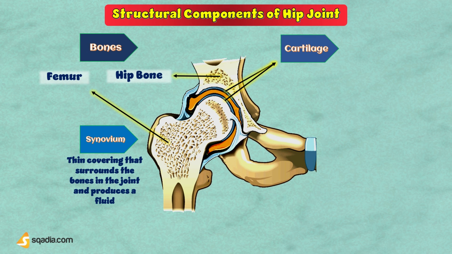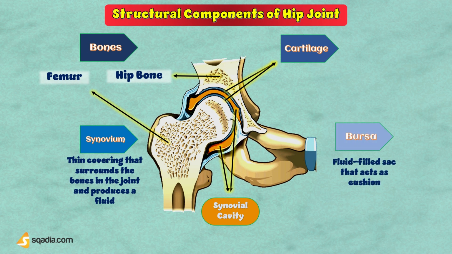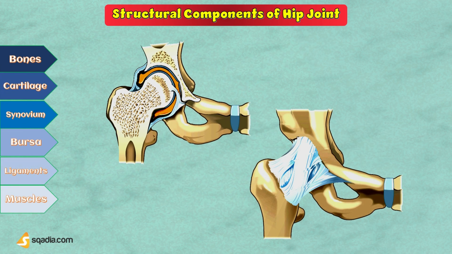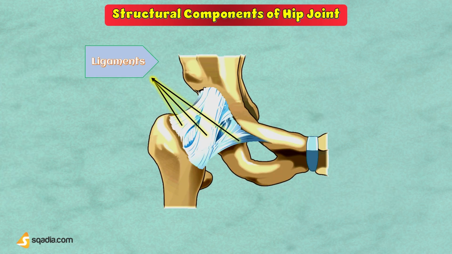Here in this diagram, the orange highlighted part is the synovial cavity, making the hip joint a diarthrodial joint. The bursa is a fluid-filled sac that cushions the bones, muscles, and tendons, providing a smooth surface for them to move on. Ligaments are tough bands of connective tissue that connect bones to bones, specifically connecting the femoral head to the acetabulum.